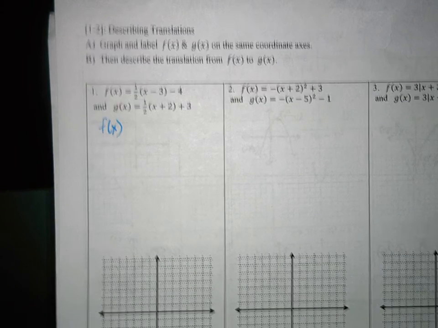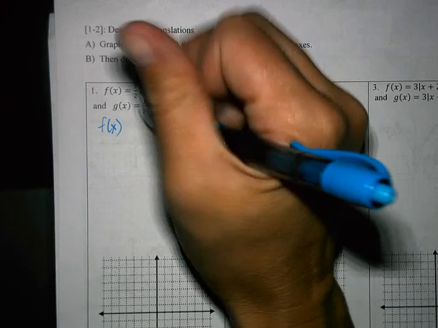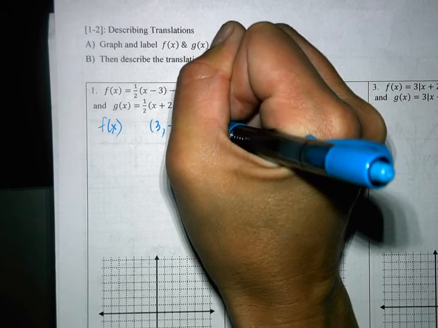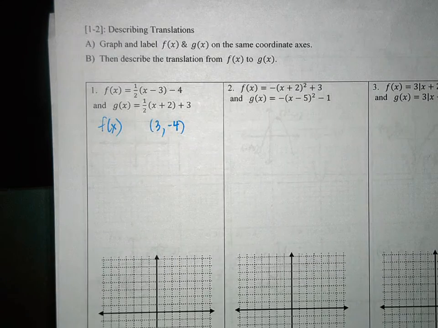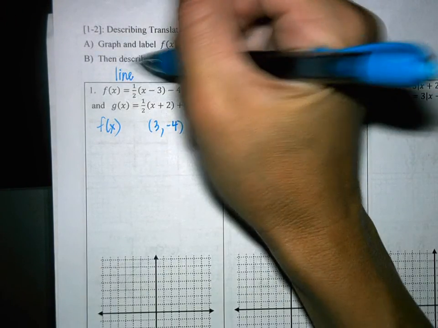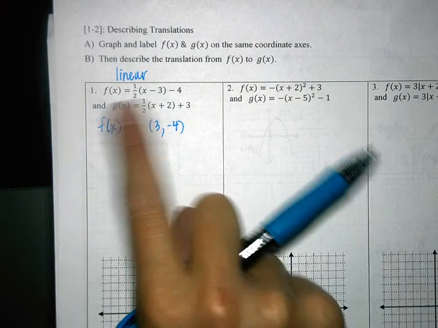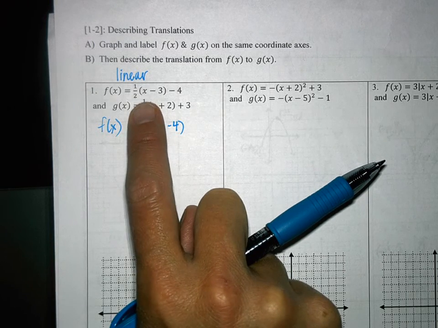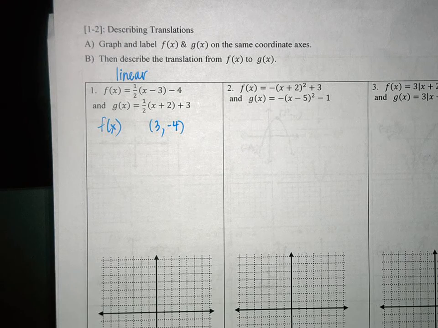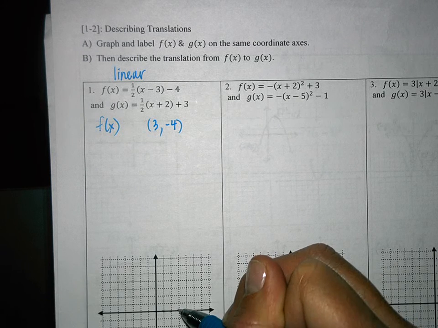So what is my starting point on my f of x equation? Very good. 3, -4. Also, what type of graph is this going to end up making? These are going to end up making a line. These are linear. In fact, I might go ahead and write that as linear. Since there is no squared on the x, there's no exponents, we know it's linear. Okay, and so we're going to go right 3 and then -4.